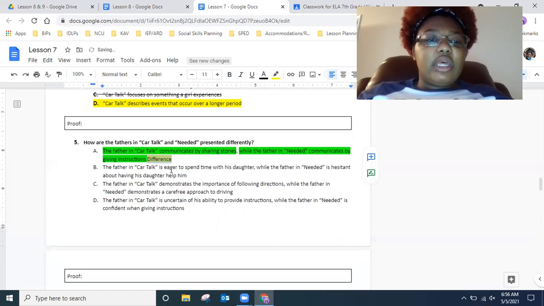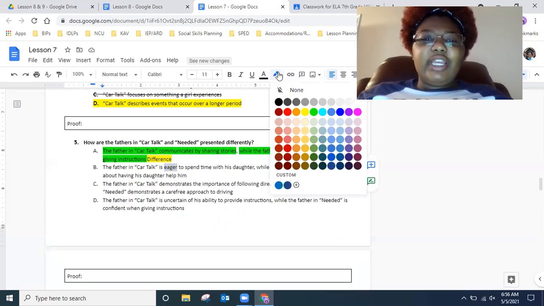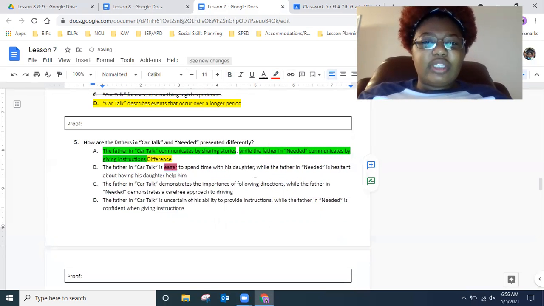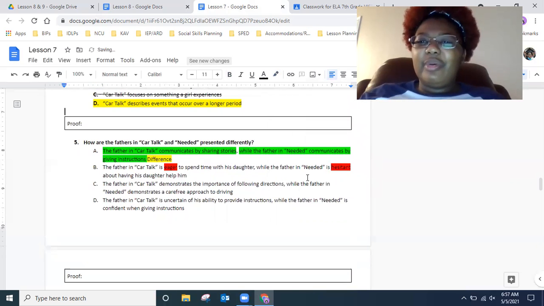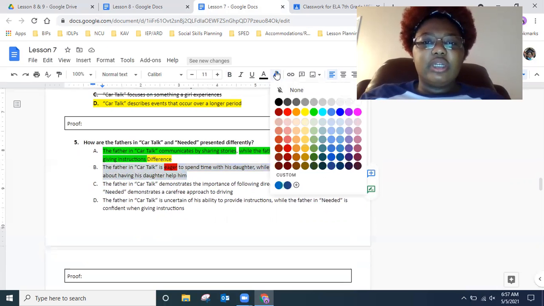So B says, the father in Car Talk is eager to spend time with his daughter. He was not really eager. Eager is not true because they were awkward at the beginning, while the father in Needed is hesitant about having his daughter help him. I don't actually feel like he was really hesitant either. He just let her help him. He believed in her abilities. So we know that this one is just completely wrong. B is not the answer.